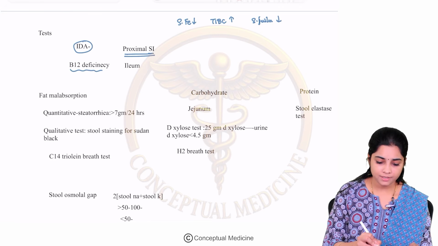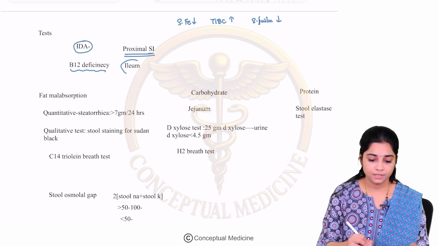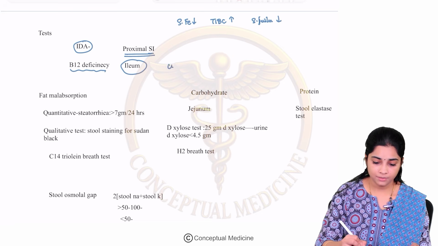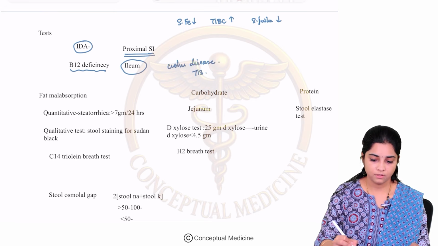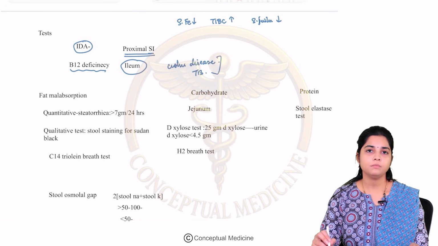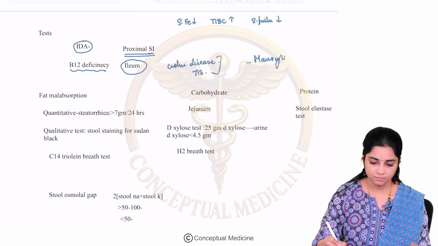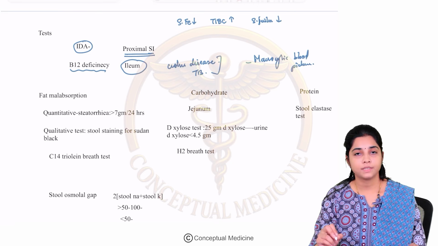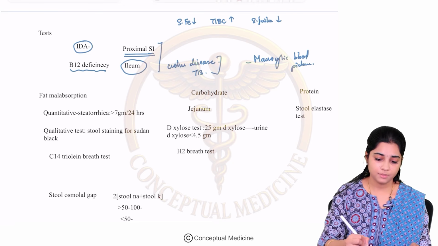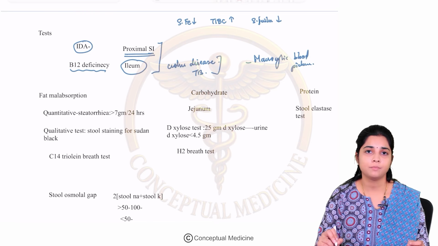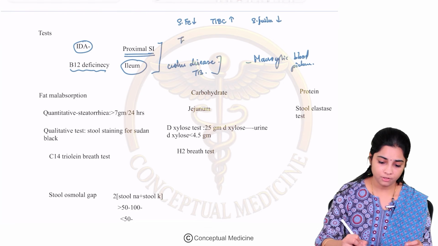Now, B12 deficiency, B12 is basically absorbed predominantly from the ileum. So, diseases which affect the ileum, for example, Crohn's disease or tuberculosis, right? So, all of these can cause B12 deficiency. B12 deficiency results in a macrocytic blood picture. There are some disorders which can affect both proximal and distal small intestine. So, it can have both iron and vitamin B12 deficiency. For example, your tropical sprue.